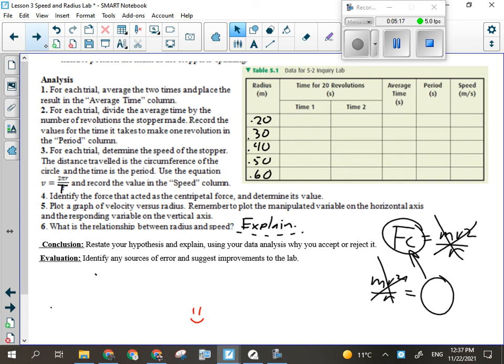So we're going to use that time, where you're actually going to do 2 trials for each radius, and then you're going to average them, just for the sake of accuracy. From there, you can calculate the period. The period measures the length of time for how many revolutions? 1. So, to calculate the period, you're going to take your average time and divide by what? How many revolutions did you time?